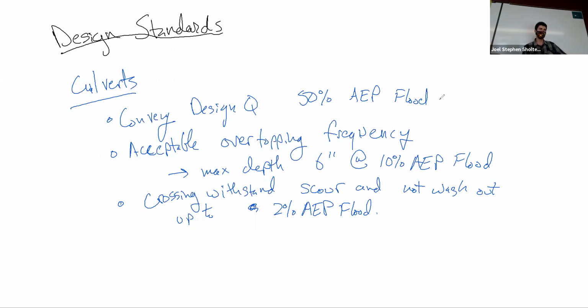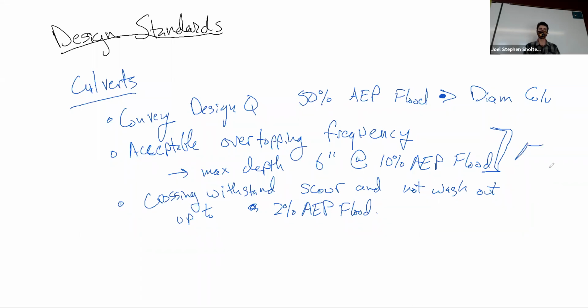And let's think about what would this actually inform? So the design discharge, what component of the culvert is that going to inform? What design component? What's that? The diameter, yeah. So the diameter of the culvert itself, okay? And then how about the overtopping frequency? What part of the design could inform that?